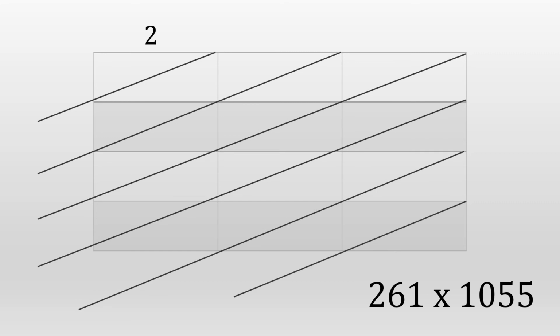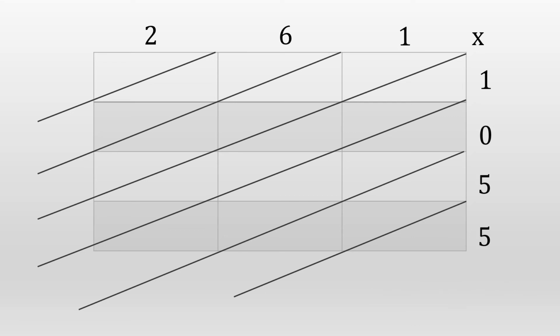So let's have a look at a bigger number. And again, we've got 3 columns and 4 rows for this number. 261 times 1,055. So 1 times 1 is 1. Nothing times 1 is nothing. 5 times 1 is 5. And again, 5 times 1 is 5.